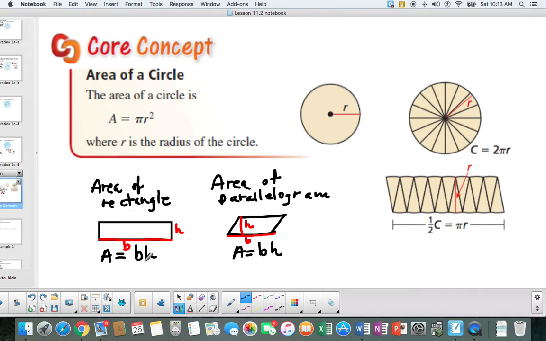Remember that the area of a rectangle is base times height, and the area of a parallelogram is also base times height. Since this looks like a parallelogram, I'm going to write the base, and the base is right here, and that's really half of the circle. That's going to be 2 pi r, which was going to be half, so we'll just do pi r. And then the height right here is the radius, and that's how we get pi r squared. That's why the area formula is that.